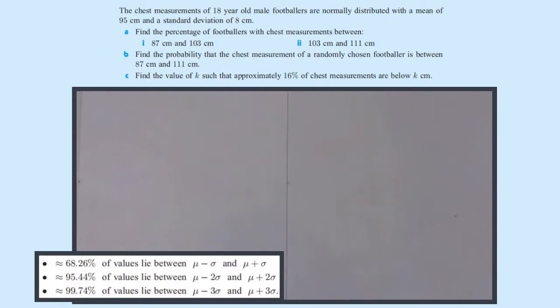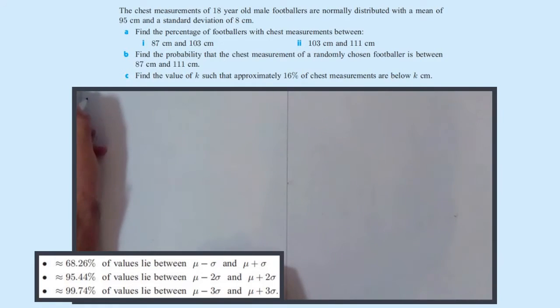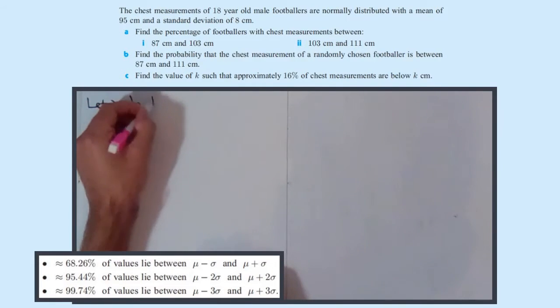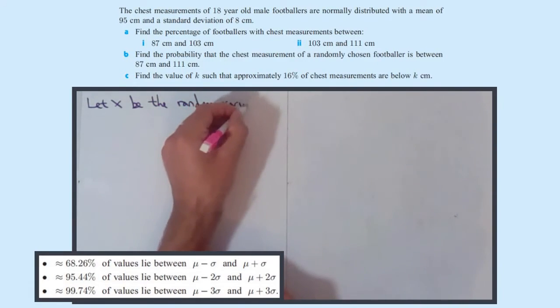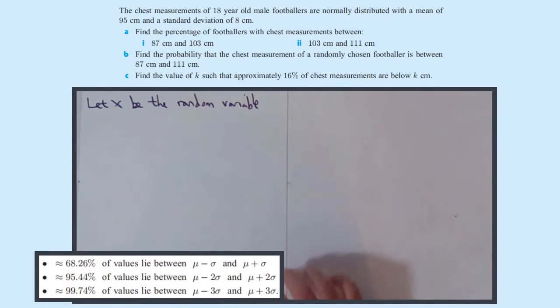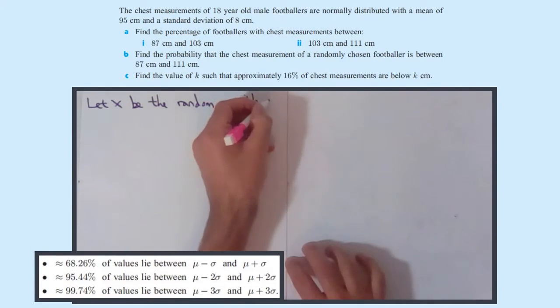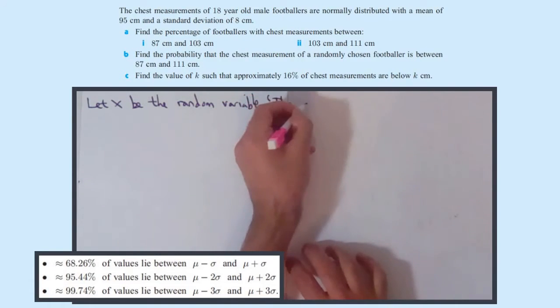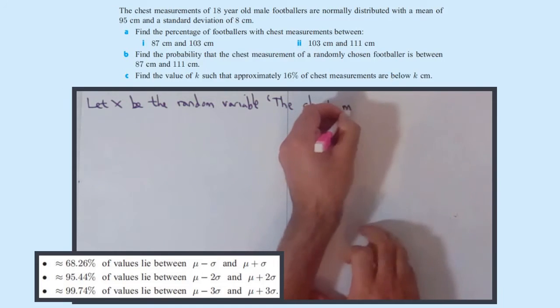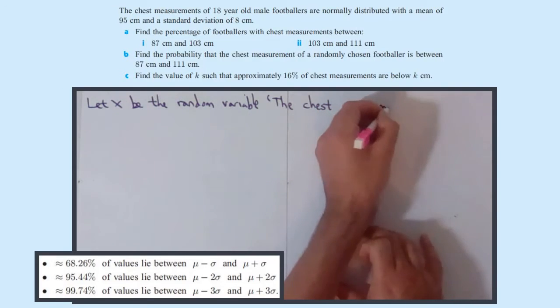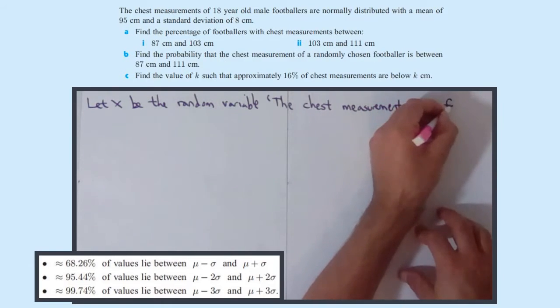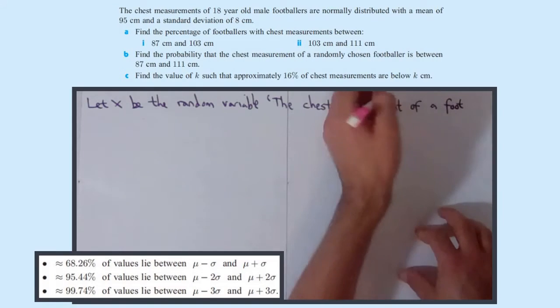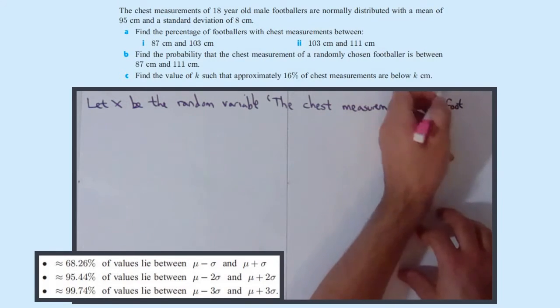So what I am going to draw, well, let's say let X be the random variable, the chest measurement of a footballer. I'm not going to put the 18, I just don't have room. If you want to write the chest measurement of an 18-year-old footballer, that is fine.